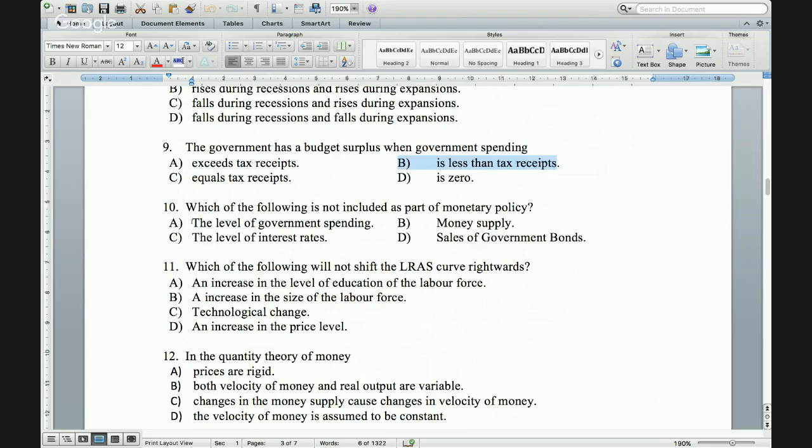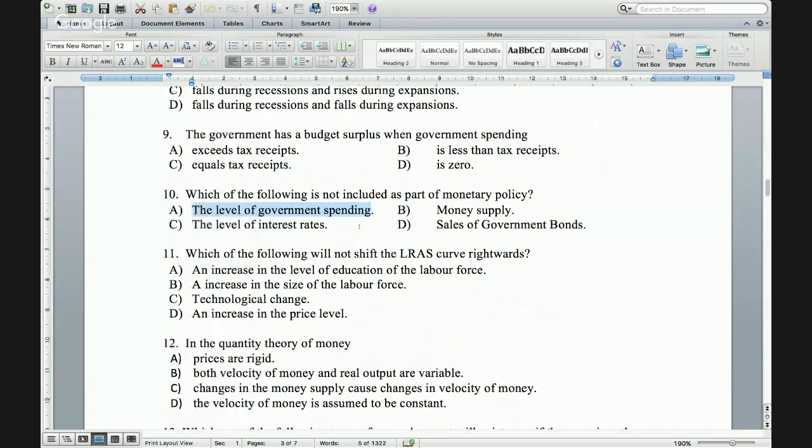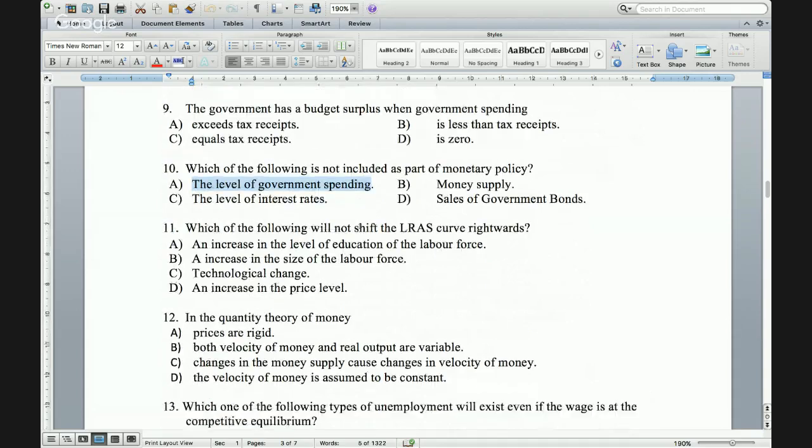So going back to A, the level of government spending is actually a fiscal policy. So please be aware of the differences between monetary policy and fiscal policy. Fiscal policy is to do with taxation and government spending. So the answer for 10 is A. That is not part of the monetary policy.